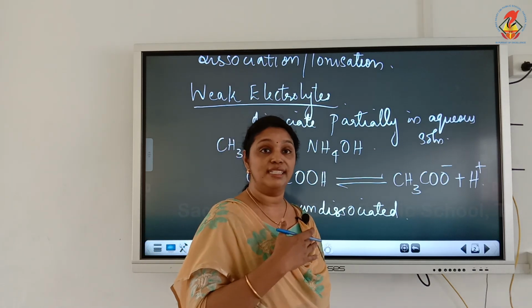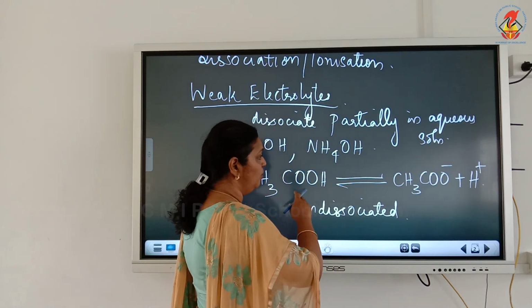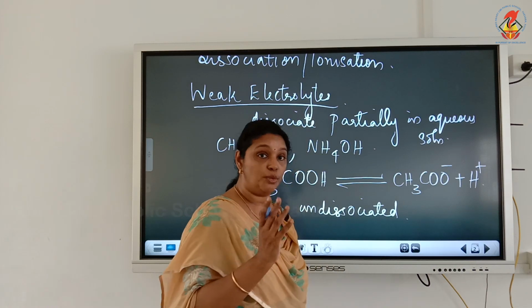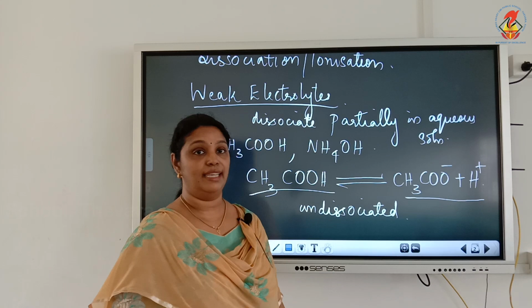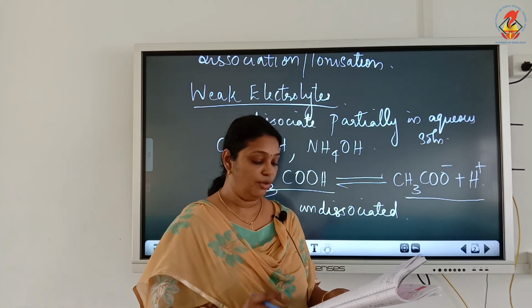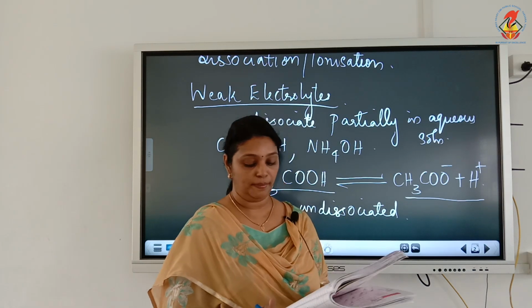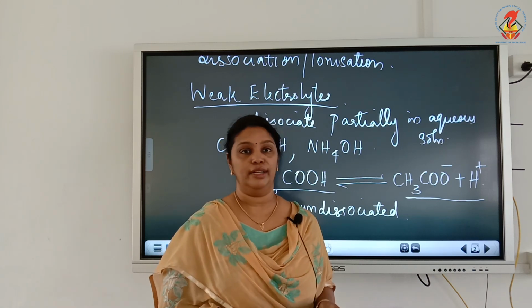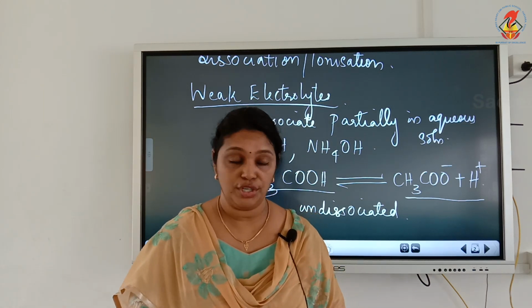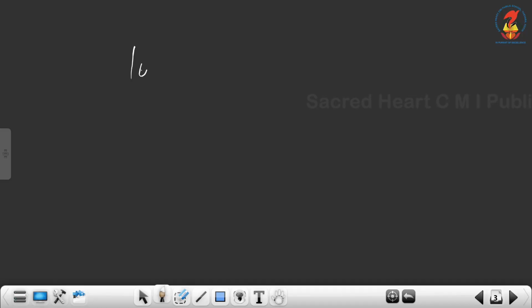Why is it at equilibrium? Because there are undissociated acetic acid molecules and ions. The equilibrium is between the ions and the undissociated acetic acid molecule. So for weak electrolytes, equilibrium is established, only in case of weak electrolytes. Now in general I am going to write the ionization of a weak electrolyte.